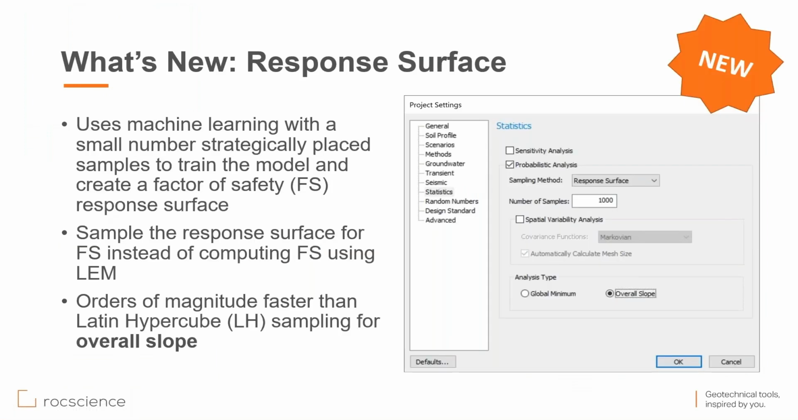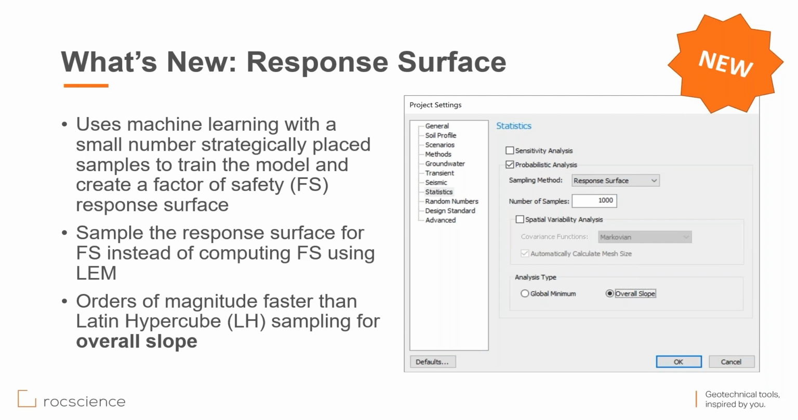Now we'll talk about response surface. So this is new in the Maintenance Plus version. This is the third sampling method over here. Response surface uses machine learning to train a model with a small number of samples and creates a factor of safety surface. So then the factor of safety is predicted for 1,000 samples from that surface. So basically this means that when we enter 1,000 samples here, we will get 1,000 factor of safety values, but 1,000 computations aren't done. It's less than that. The algorithm determines how many need to be computed to get the result.